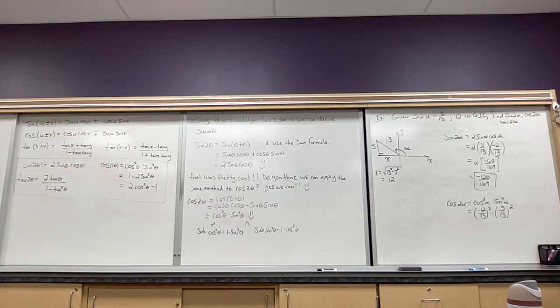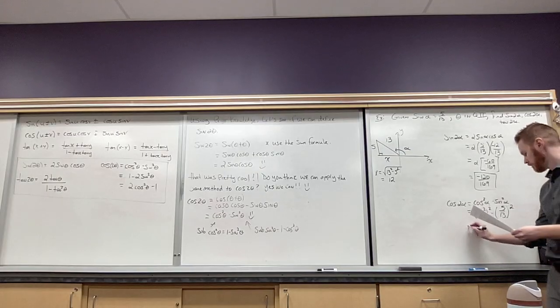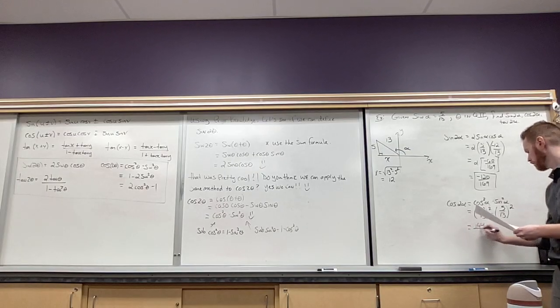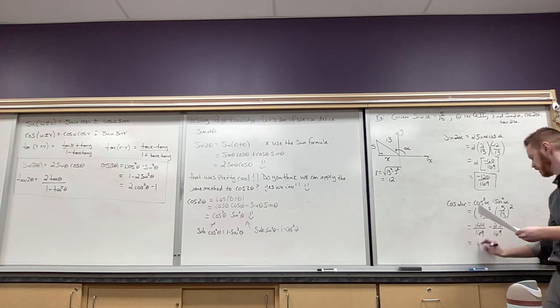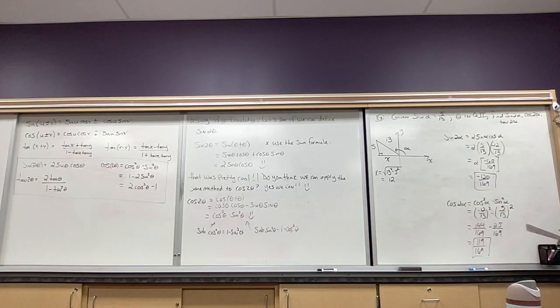Okay, let me just pause for a moment. Are we okay with me plugging those numbers in? Right? Just using the formula. Okay, so we get the following. So it'll be 144 over 169 minus 25 over 169. We get 119 over 169. So there we go, so there's cosine 2 alpha. So if you doubled the angle, that's what cosine would be equal to. If you double the angle for sine, that's what it's going to be equal to.